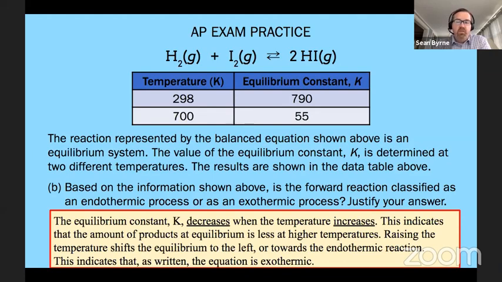So I think a good response to this would say that the equilibrium constant K decreases when the temperature increases. We're stating what piece of evidence we're pulling out from this data. And this indicates that the amount of products at equilibrium is less at higher temperatures. Raising the temperature shifts the equilibrium to the left, meaning that we are using up some energy or moving towards the endothermic reaction. And this indicates that as written, the equation is exothermic, that energy can be considered some sort of a product here. And when the temperature goes up, we're going to use up that product to shift it to the left.